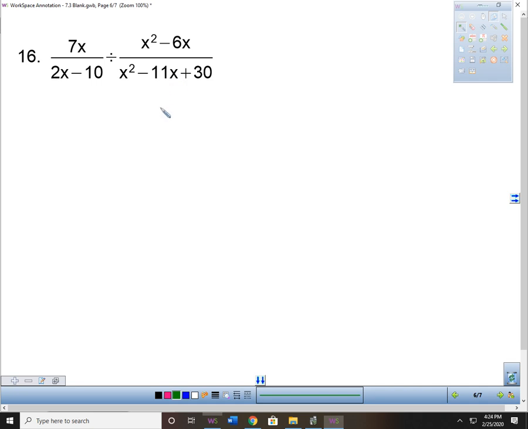All right, now we've got some plus or minus signs. So I'm going to look at all three of these, okay? I have to look at this one, I have to look at this top, and I have to look at this bottom right here. So the first thing I'm going to do is factor all of them.